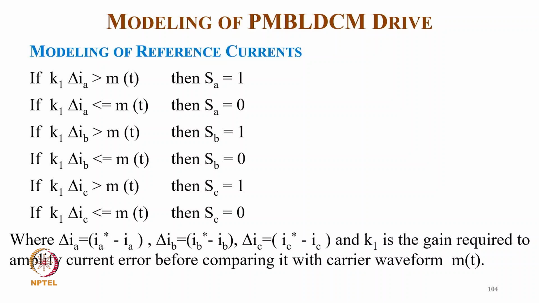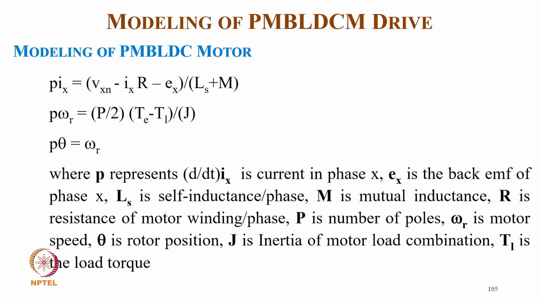So ΔIa is equal to Ia* minus Ia, ΔIb equal to Ib* minus Ib, and ΔIc equal to Ic* minus Ic, and K1 is the gain required for amplifying the current error before comparing it with the carrier waveform mt.